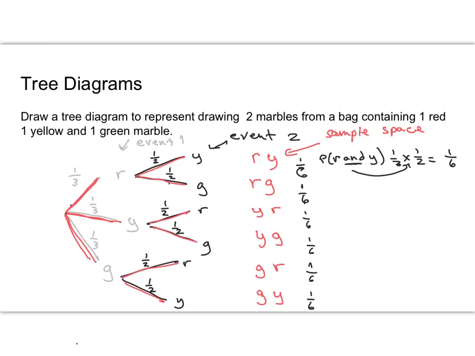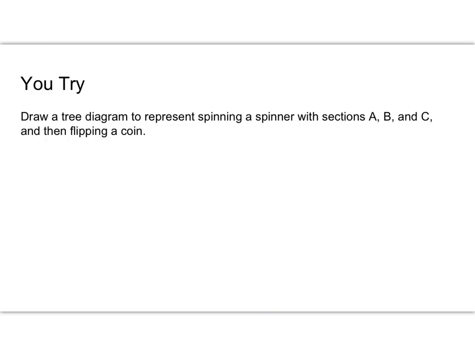Pretty easy, right? Easy enough that I want you to try drawing a tree diagram to represent spinning a spinner. The spinner has sections A, B, and C. They all have the same size so that it's equally likely. And then the second event is flipping a coin. Stop this, and when you're ready to check your answer, restart it.